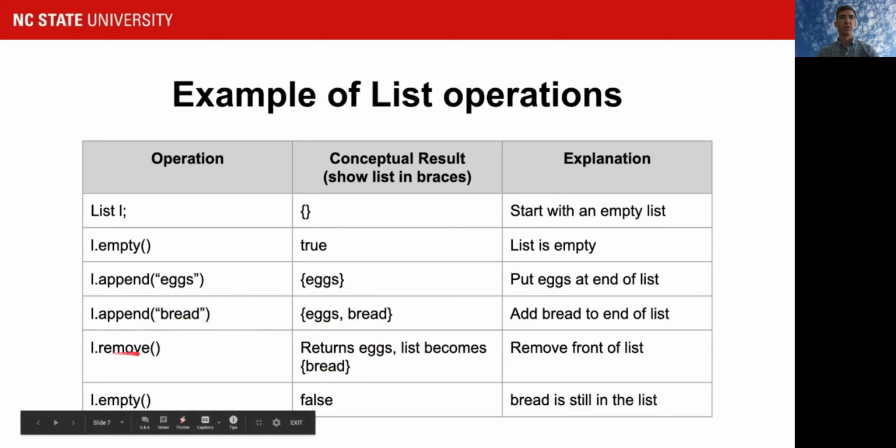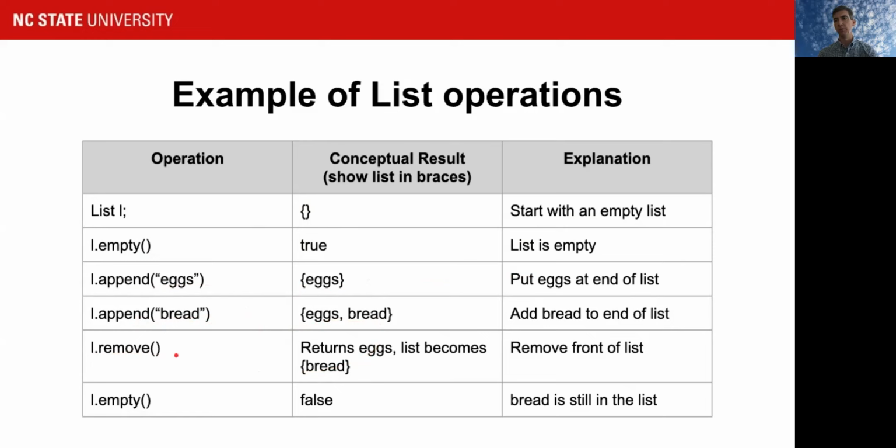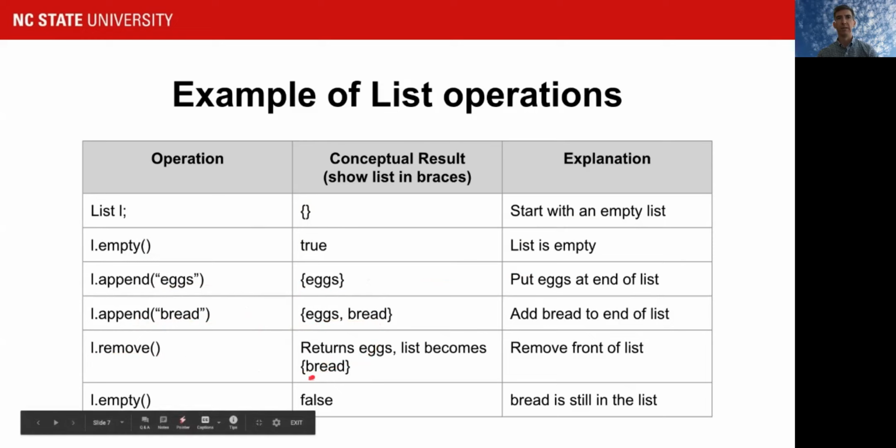And then if I call the remove function, remove, in this case, just removes the front of the list. And so it's going to remove the eggs and leave me with just bread. And then if I call empty one more time, then it will evaluate to false because I still have bread in my list. It's not empty. Okay, so that's an example.